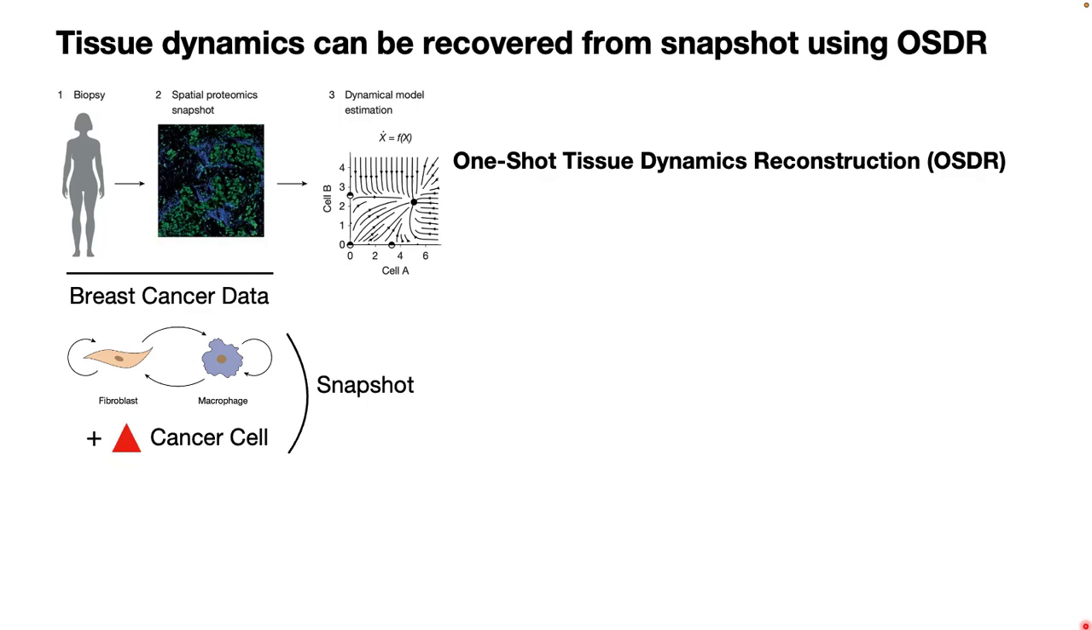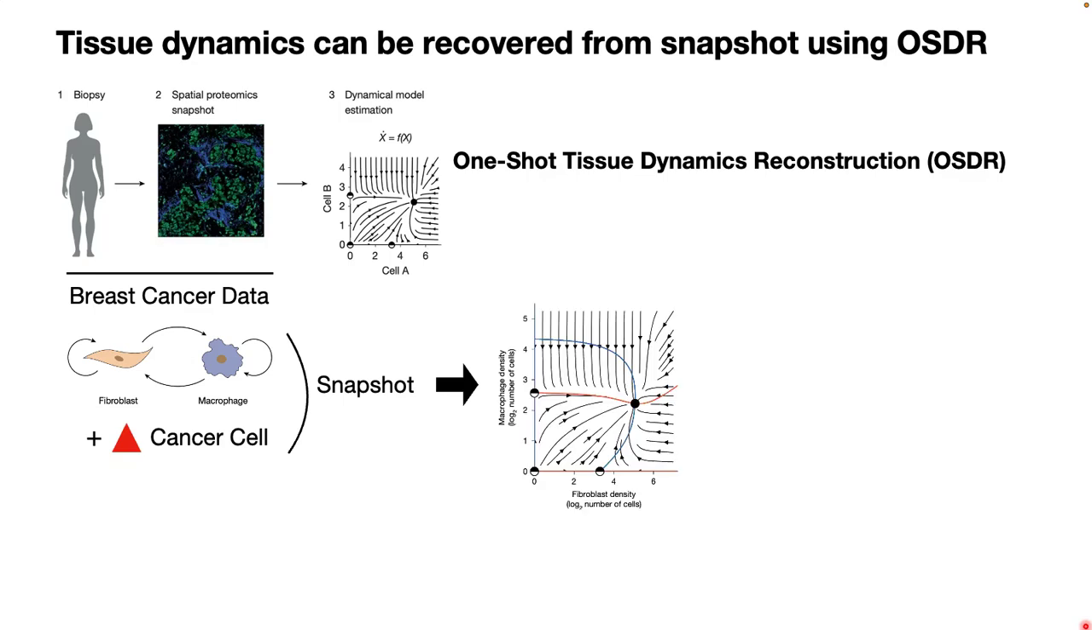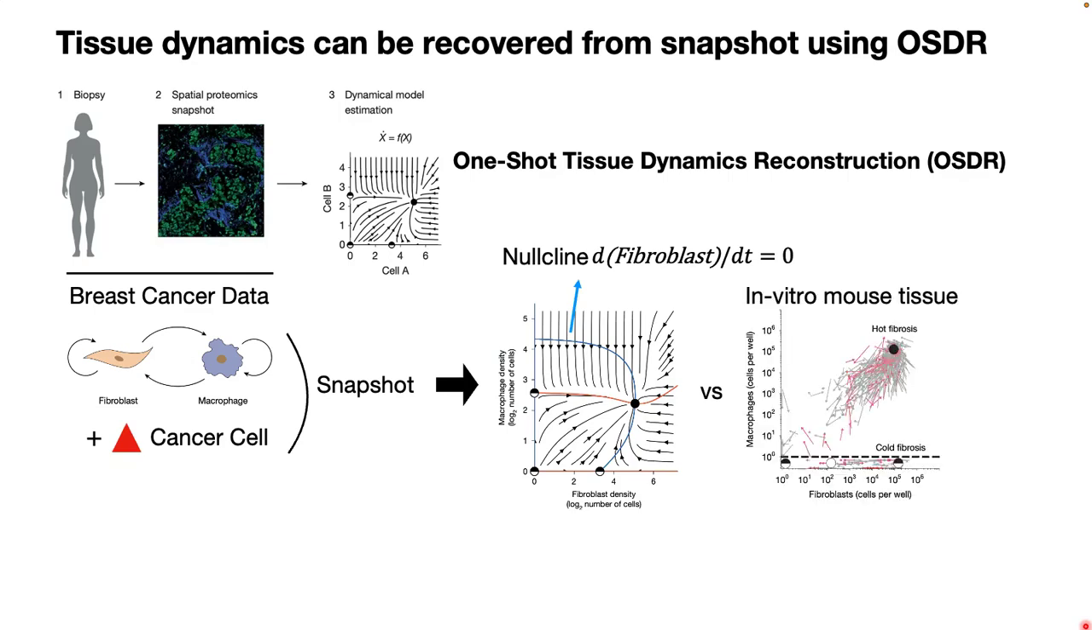So they took the snapshot of the tissue, and as their method, they plotted this phase diagram. So this line means their null line dynamics. So null line is just that their rate becomes zero. So in this line, the rate of fibroblast change is zero. Okay, and they compare this phase diagram with real in vitro mouse tissue data.